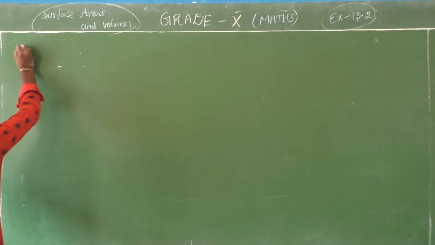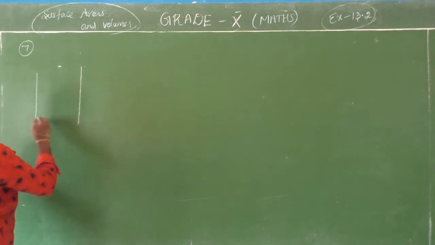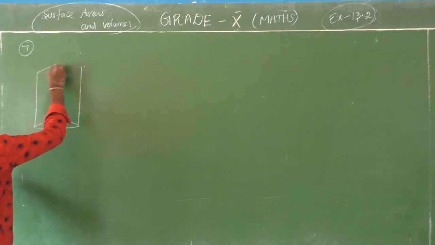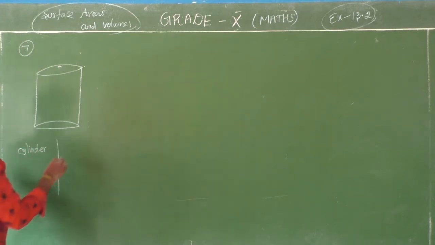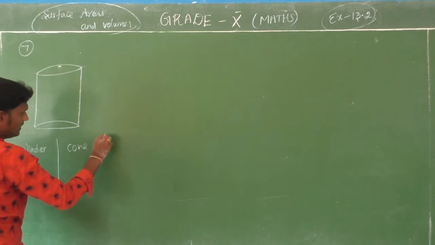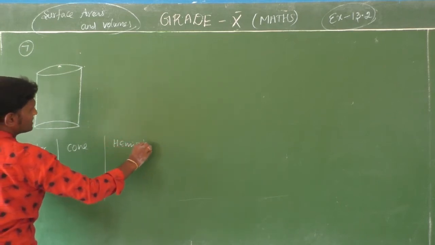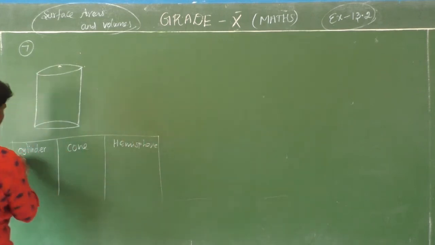Okay. So first I am going to draw the diagram. So listen carefully all of you students. Okay. So one cylinder, we have three shapes. So the first one is cylinder, and cone. Then finally hemisphere. So the three shapes are there in that machine.